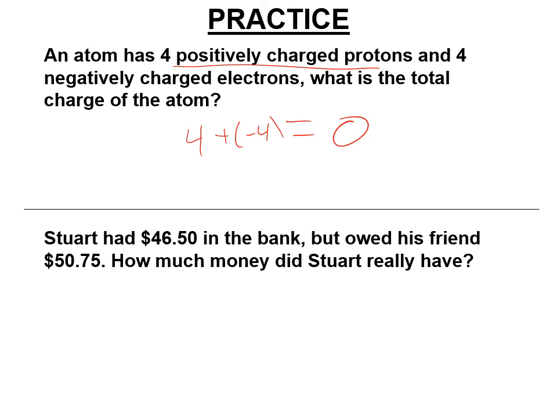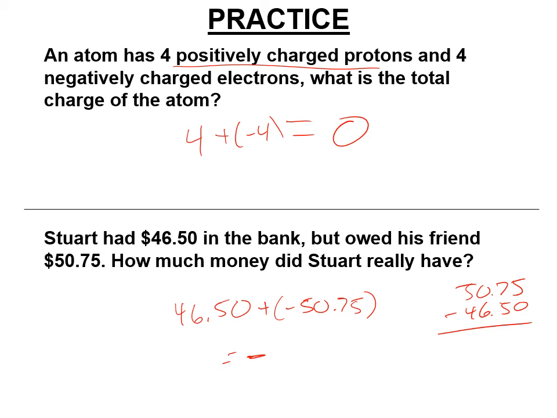Stuart has $46.50 in the bank, but owed his friend $50.75. So he has $46.50. He's negative $50.75. Right, so this answer, he is less than 0, right? And so we're going to find out how much less than 0 he has by subtracting. And when you subtract, the bigger absolute value goes up top. And I'm saying he's negative $4.25, it looks like to me.